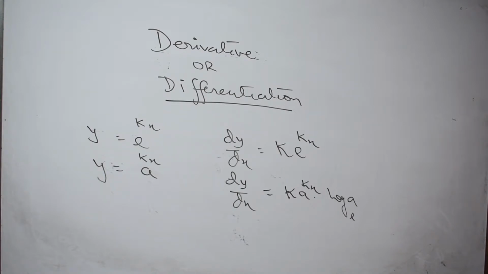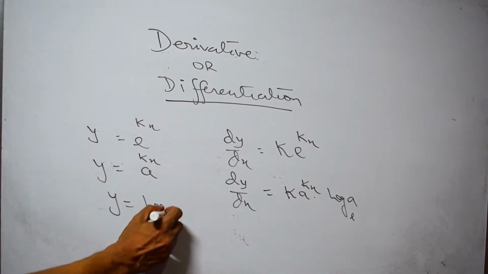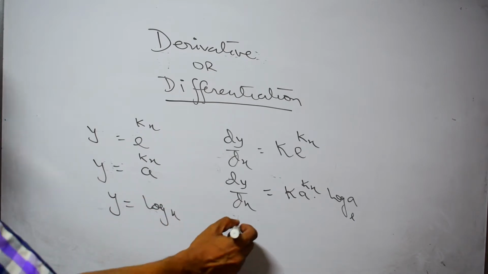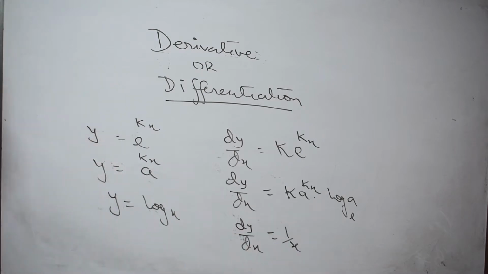And one more formula: if y is equal to log x, where x is a positive number, then dy dx will be 1 by x. So these are the basic formulas of the derivative.